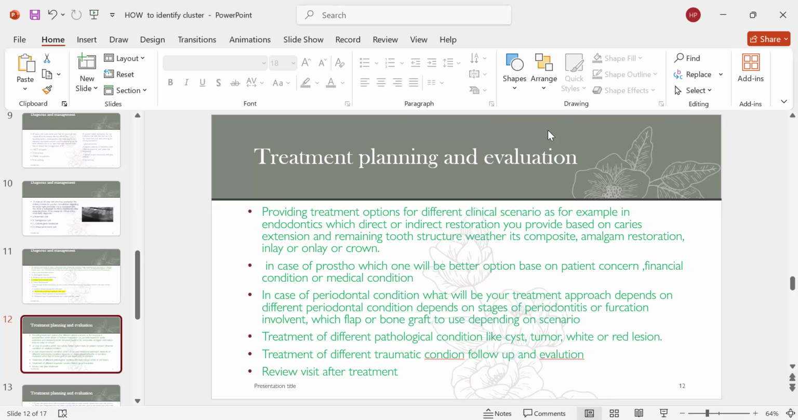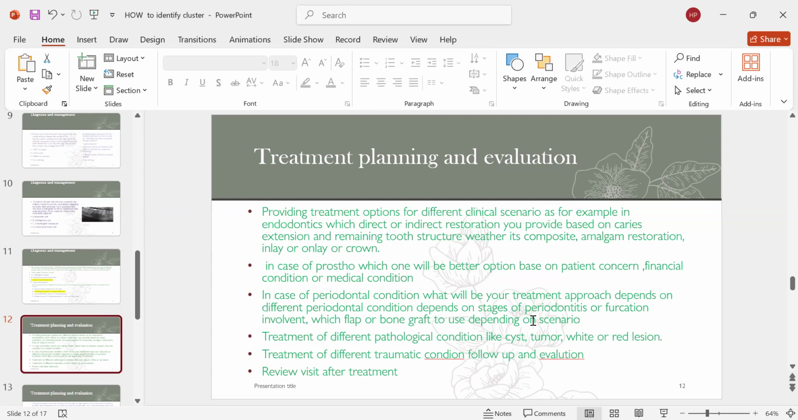In the prosto also, they will ask you what is the immediate or interim treatment option you give. It depends on the different Kennedy classification, or on the medical condition of the patient or the financial constraint of the patient. Okay. In the perio also, depending on the different stages, what treatment you provide. Which flap surgery you do or which bone graft you use. So that comes into the different treatment planning cluster, what treatment you are going to provide.